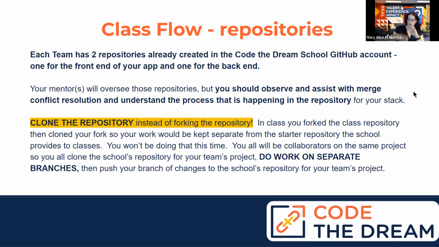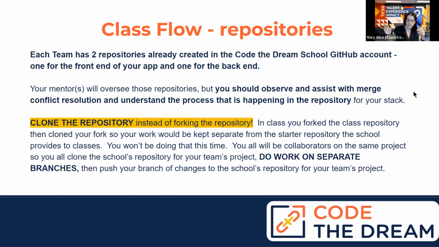And you'll want to make sure that you're observing and assisting with any kind of merge conflict resolution. Understand the process that's happening within your repository as far as how data is getting updated and moved around, and how everything's coming together. It'll also be helpful because then you'll understand if there's anything you need to do on your local copy to make sure that it's functioning the way it's functioning in your primary project repository.